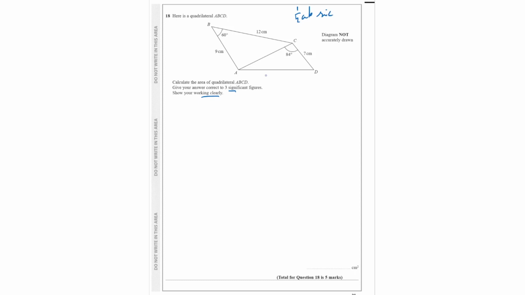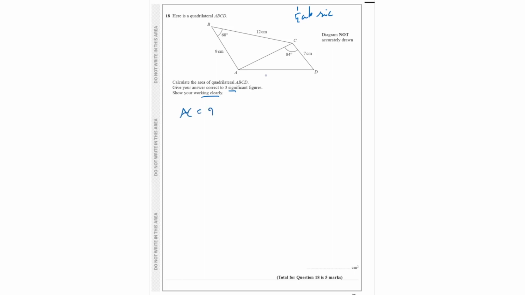Now, we can actually find the area of this triangle as is, since the value is already given. But here in the second triangle, one of the sides is missing. So that means we have to find this side first before we can find the area of this triangle. How do we do that? We can use the cosine rule to find side AC.